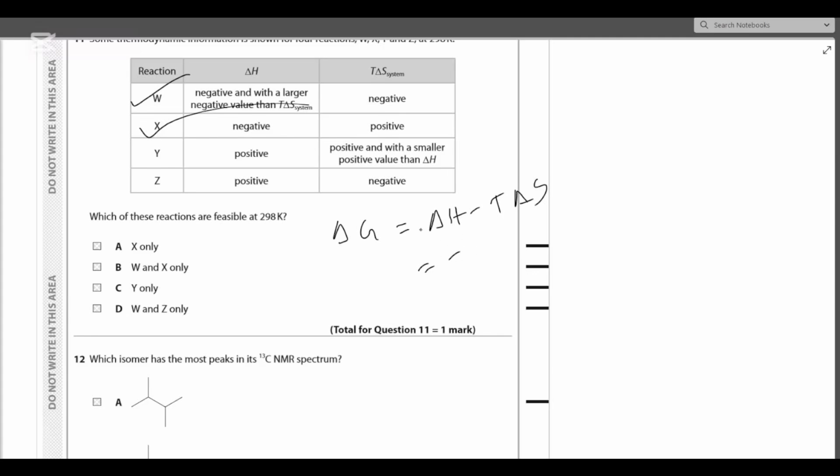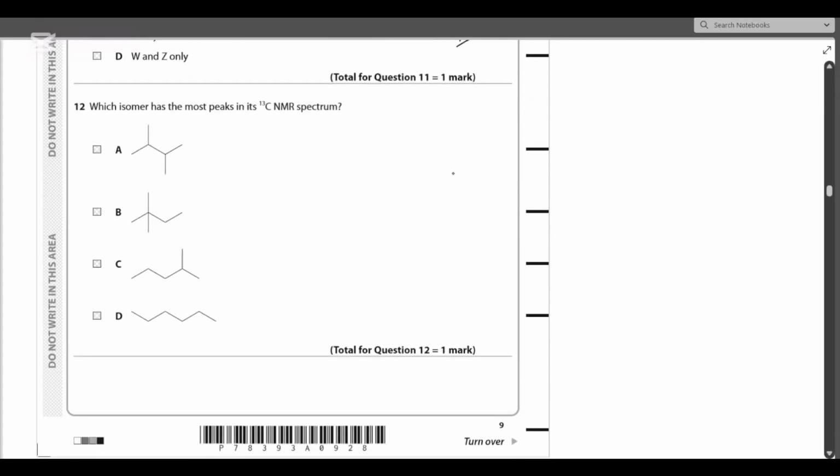If I talk about Y, ΔH is positive and TΔS is also positive, but with a smaller value than ΔH, so eventually ΔG is going to become positive. So we can say that reaction Y is not feasible. And the last one is Z. ΔH is positive but TΔS is negative, so minus a negative results in the addition of both values, giving a positive value of Gibbs free energy, making it non-feasible as well. So the only option is B, W and X, which are the feasible options.